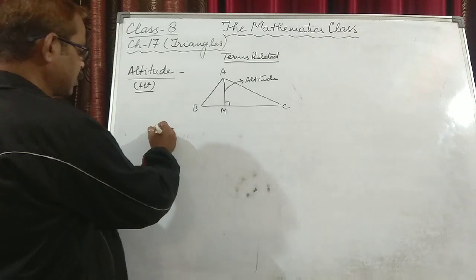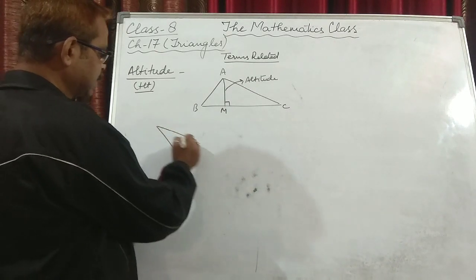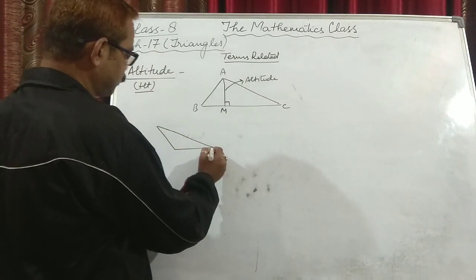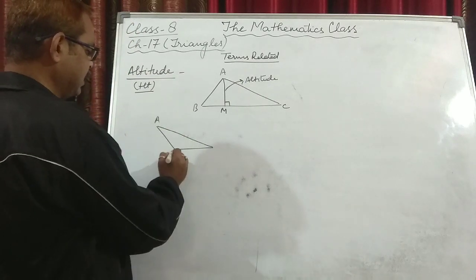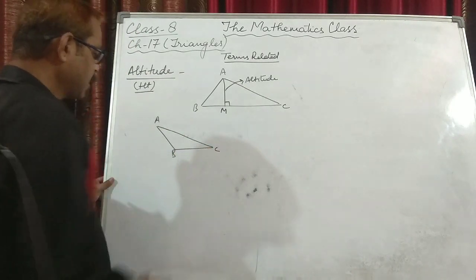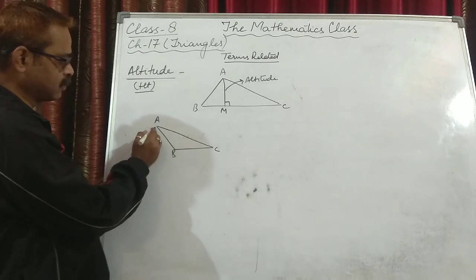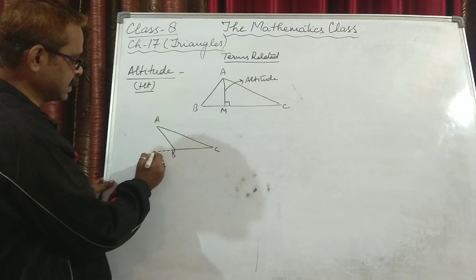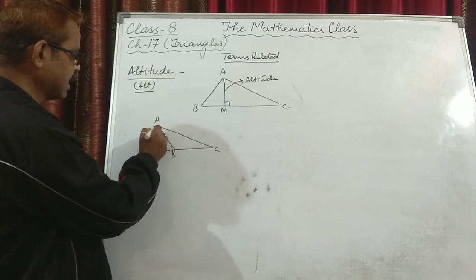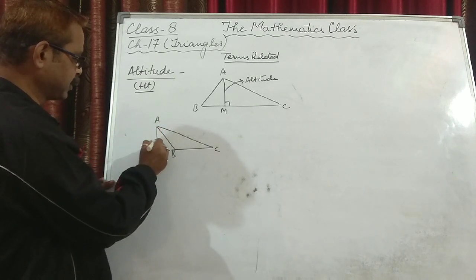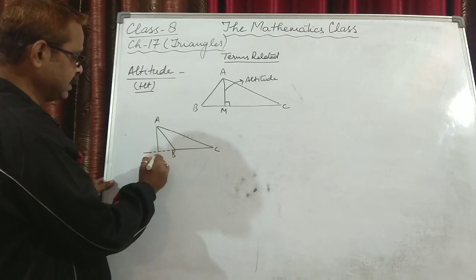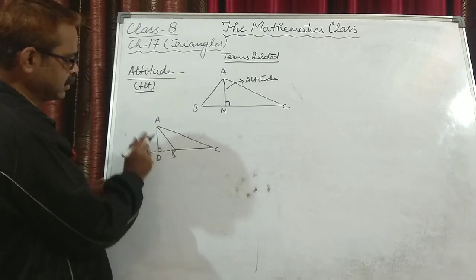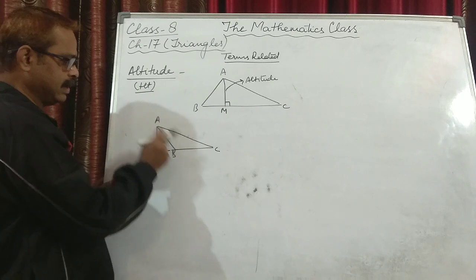But sometimes the altitude lies outside the triangle also. Suppose I make a triangle ABC. Now if I try to draw a perpendicular from point A, it means I have to extend CB, and then this perpendicular will be drawn, let us say D. So AD will be the altitude of triangle ABC.